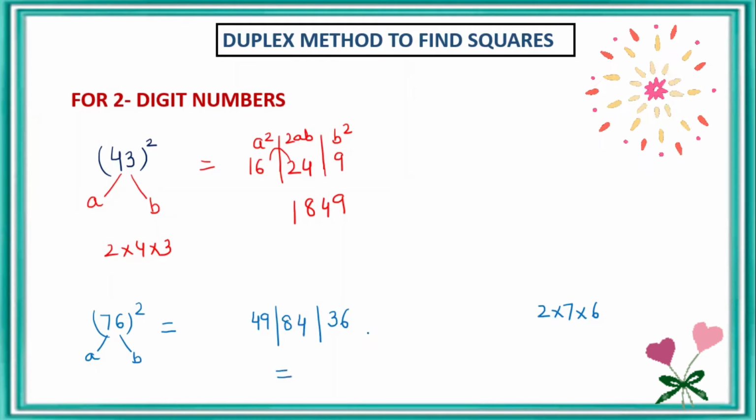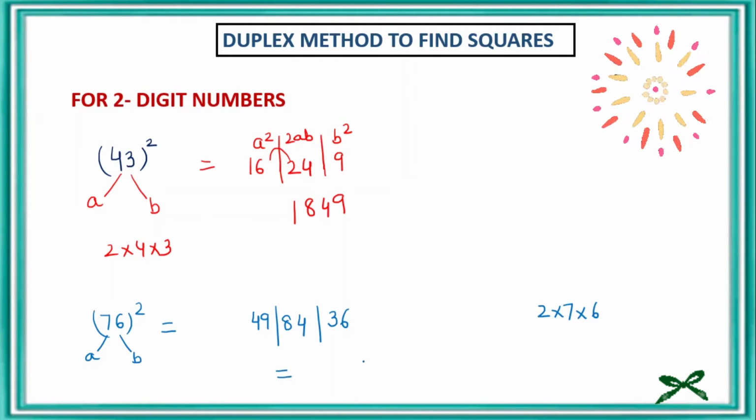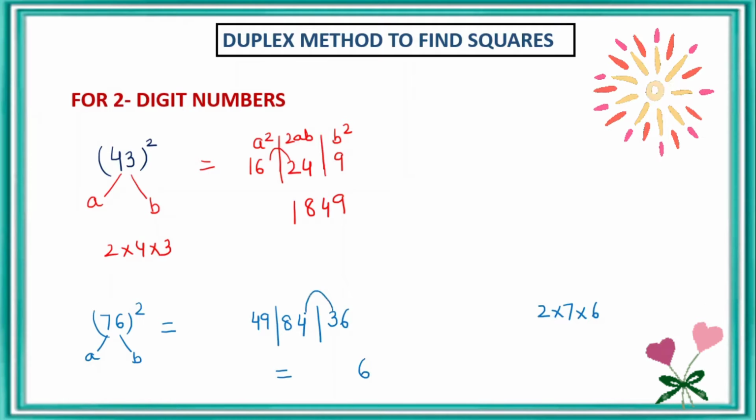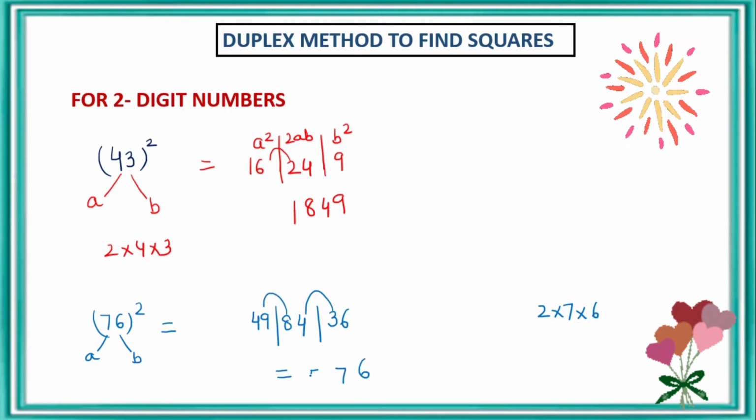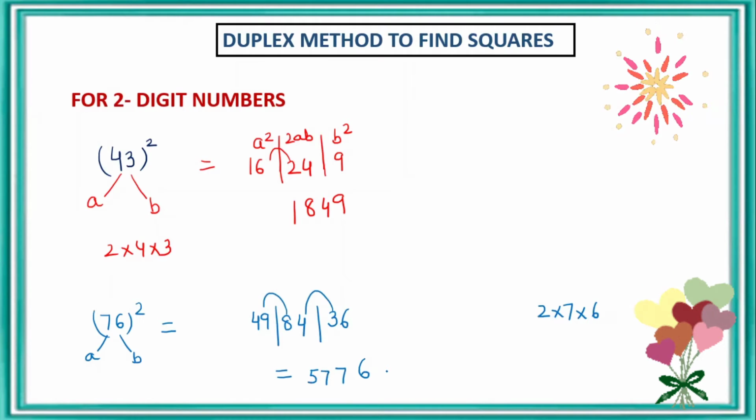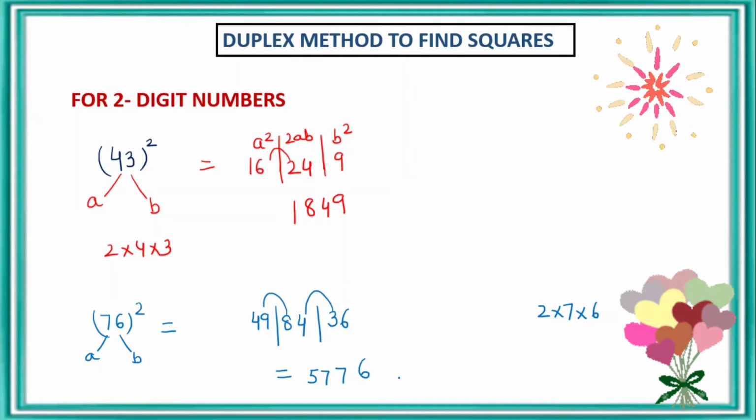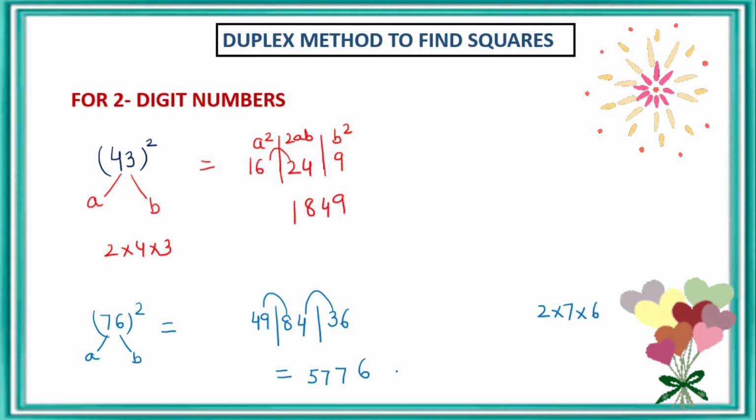Now write down the final answer. Start from right. 6. 3 plus 4, 7. 49 plus 8, 57. So square of 76 is 5776. So this is called the duplex method to find squares of two-digit numbers.